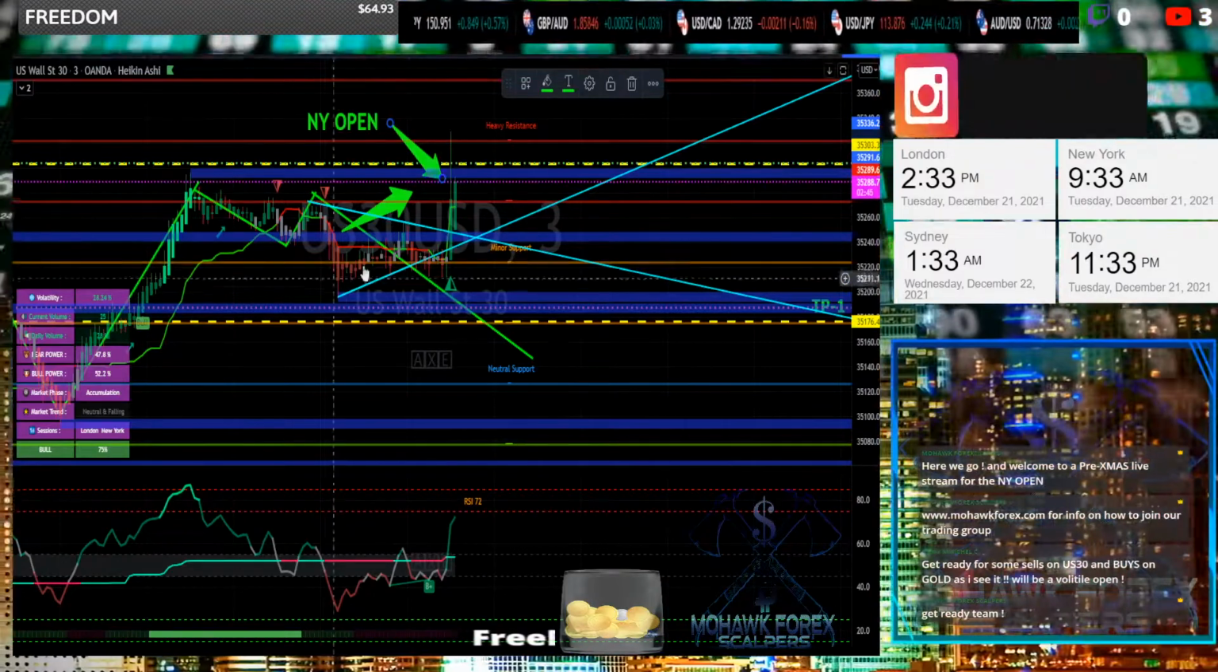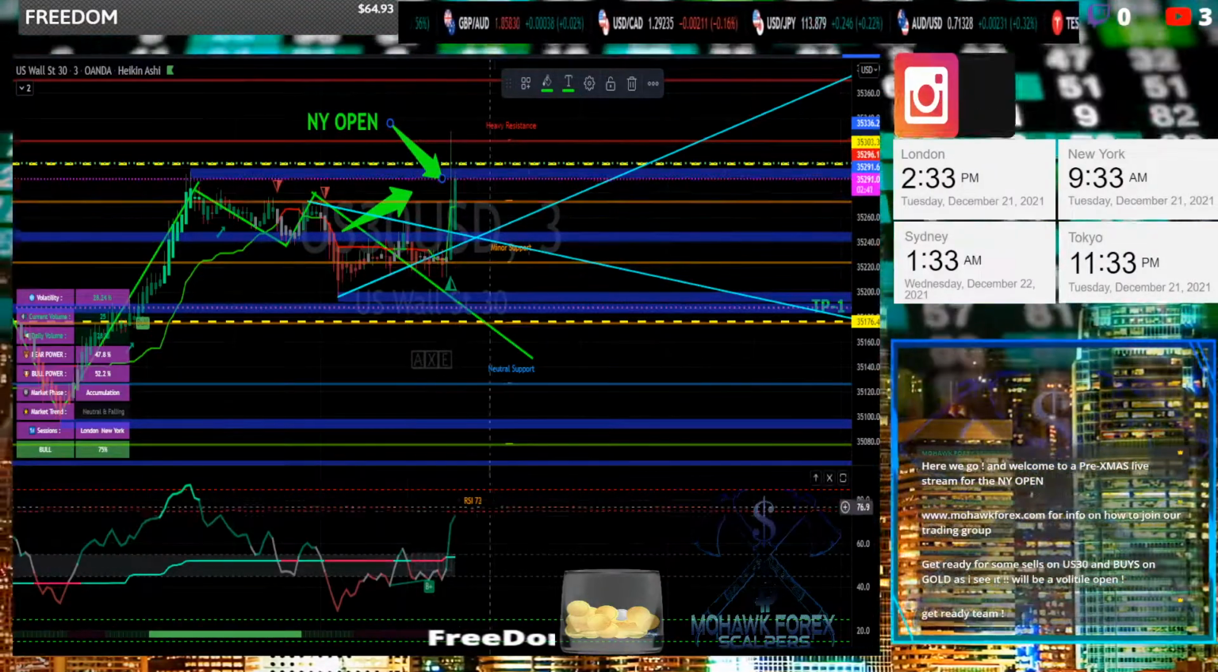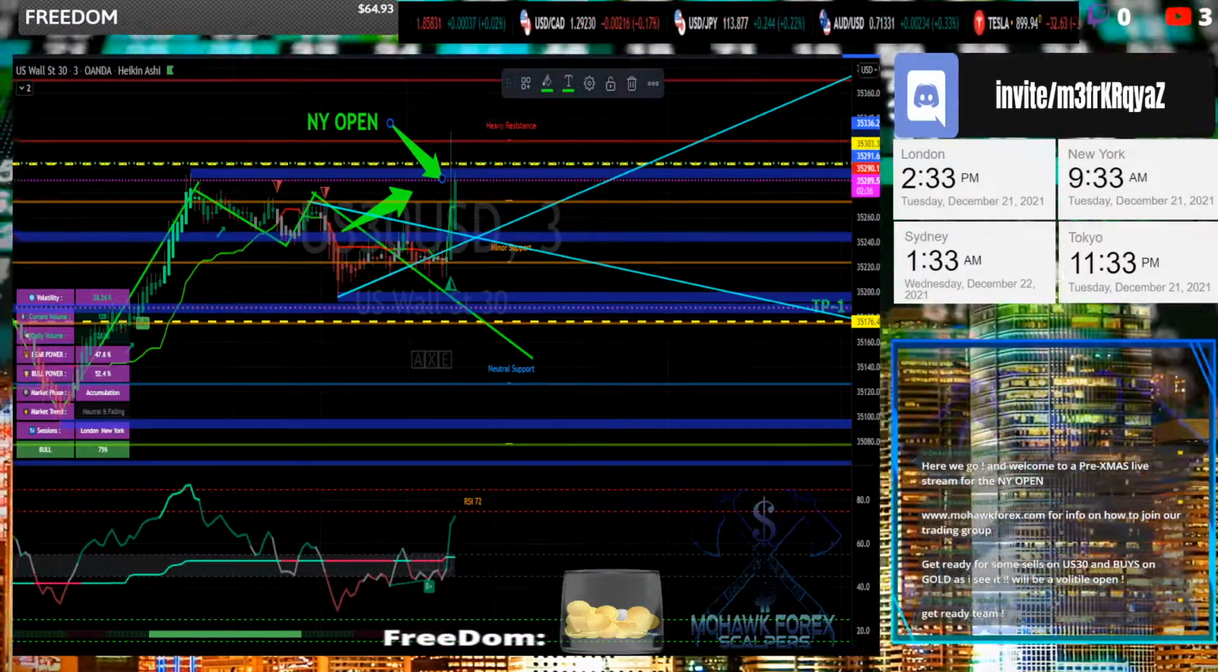And US30 now. Just wait for a dip. We'll get a re-entry on the RSI at 75, if that happens. If not, we will take the sell.